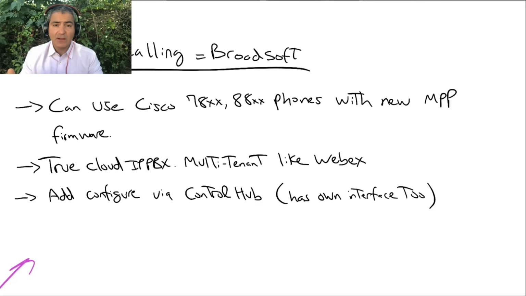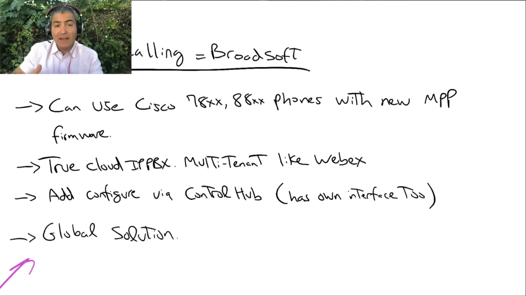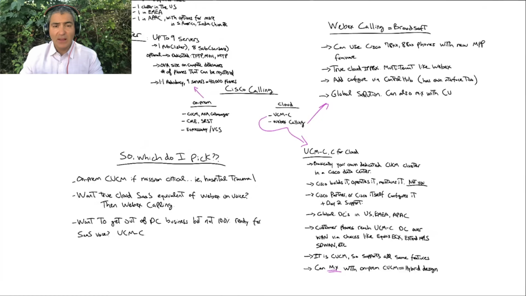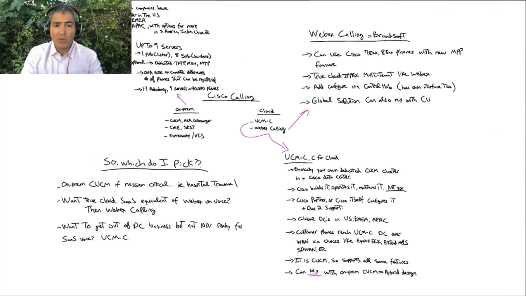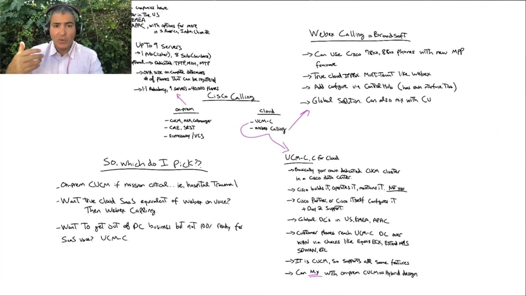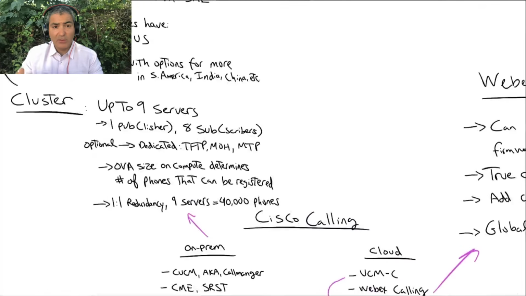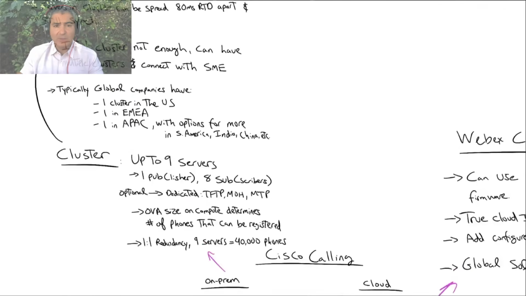The other thing that I forgot to mention is that Webex Calling is a global solution. Around 99% of the countries out there support Webex Calling, but there are a few that don't have it. So just make sure you're checking the list of global availability, and that's always changing. And for those countries that don't support Webex Calling today, you can always go with a hybrid design where you leverage an on-premise UCM or maybe use UCM Cloud, and you can mix these together.